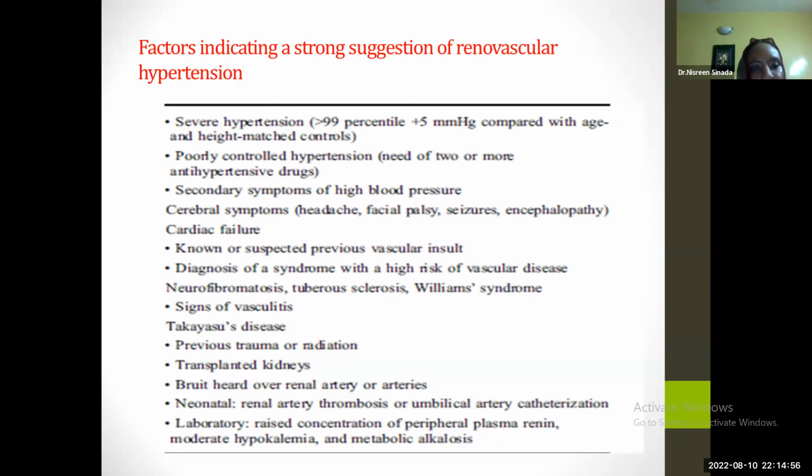signs of vasculitis. And don't forget previous trauma or radiation, a patient with a transplanted kidney, and a bruit over the renal arteries, or in the neonatal period, renal artery thrombosis or umbilical artery catheterization. And the laboratory findings that raise the suspicion of renal artery stenosis are raised peripheral plasma renin, and moderate hypokalemia and metabolic alkalosis, but these will not be present in all patients.